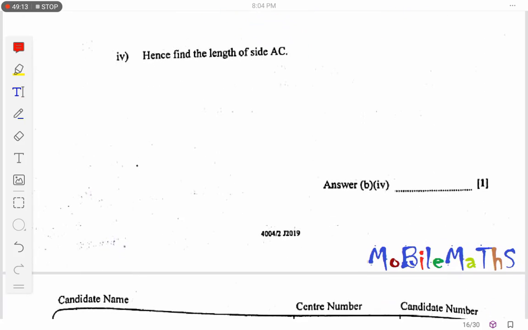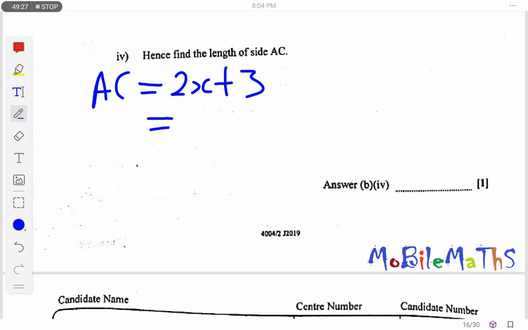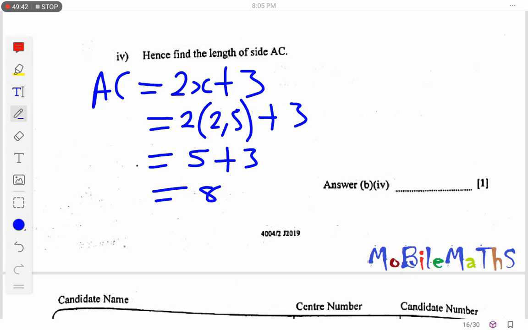Find the length of AC. Okay, so the length of AC basically here, our AC was equal to 2x plus 3. So our x we said is 5 over 2. So we can say 2 times 5 over 2 is 2.5 there. I just want to simplify my life. So this is going to be 5. 2 times 2.5, that's 5 plus 3 there. So we get an 8. So AC basically is 8 there.